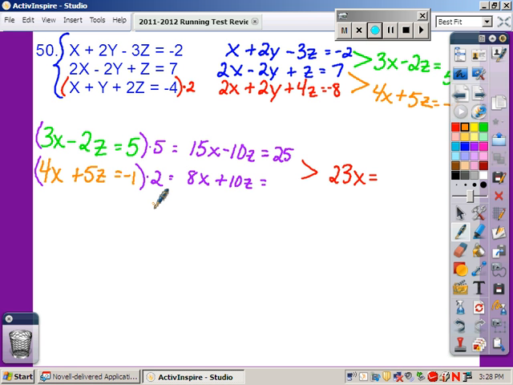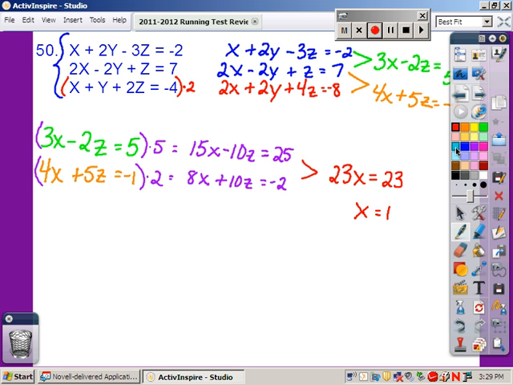So if I go back and look at this again, I have 2 times 4x, that's 8x. 2 times 5z is 10z. 2 times negative 1 should be a negative 2. And so finally, when I combine these, I do get to 23x. I get these to cancel. But over here, I get 23. That makes it a lot better. X is equal to 1. Don't panic.